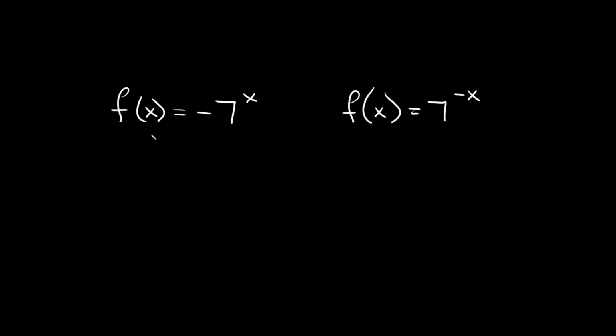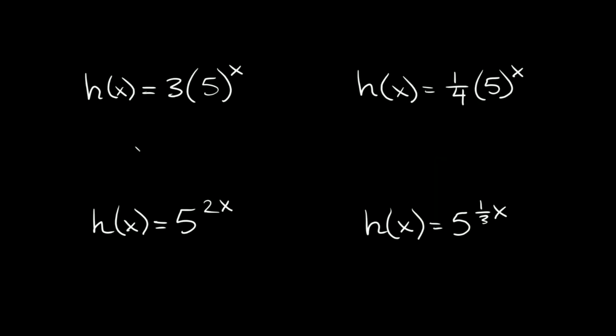All right, now let's talk about reflections. So here we have f of x is equal to negative 7 raised to the x. So if you ever have a negative sign out in front of your function, like we do here, that indicates a reflection in the x-axis, all right? And then over here, we have f of x is equal to 7 raised to the negative x. So if your exponent is ever negative, that would indicate a reflection in the y-axis.